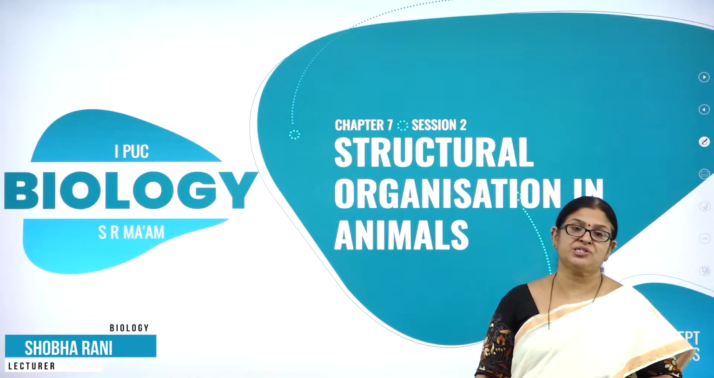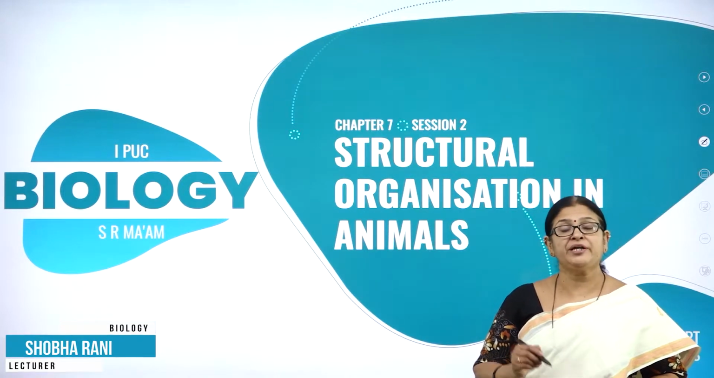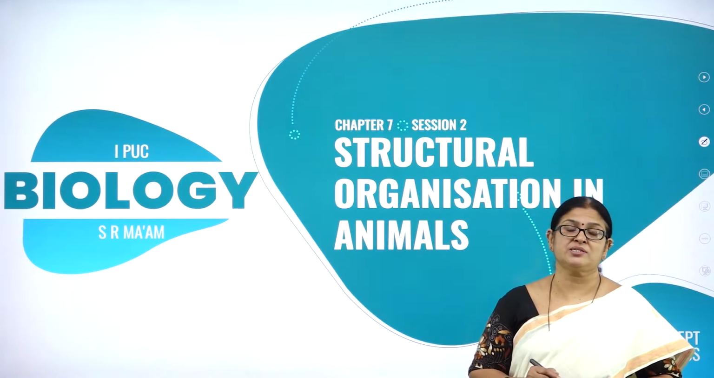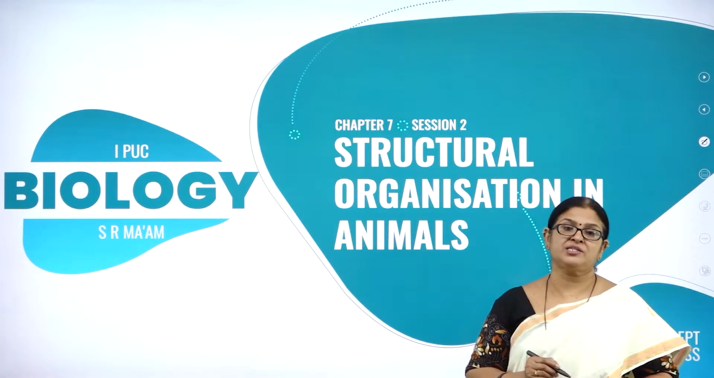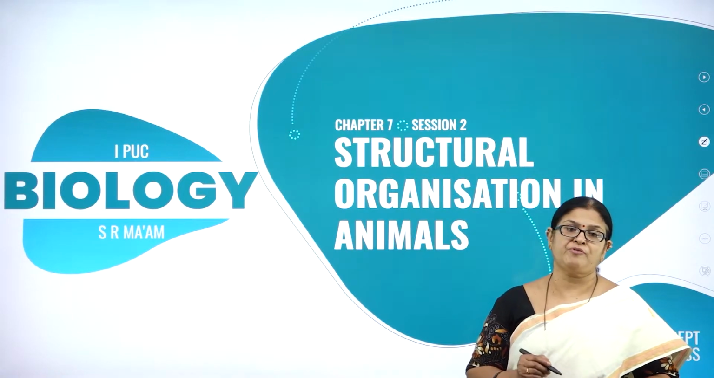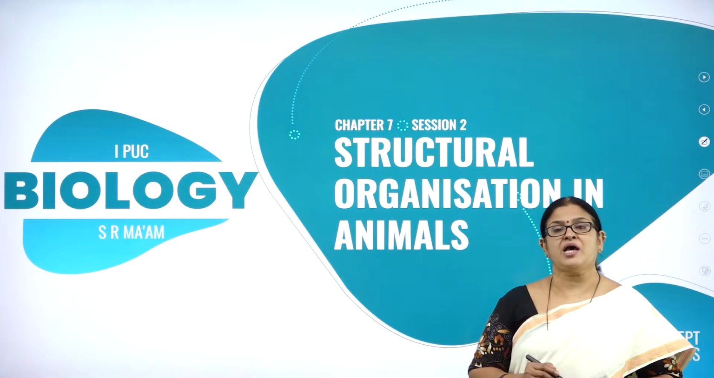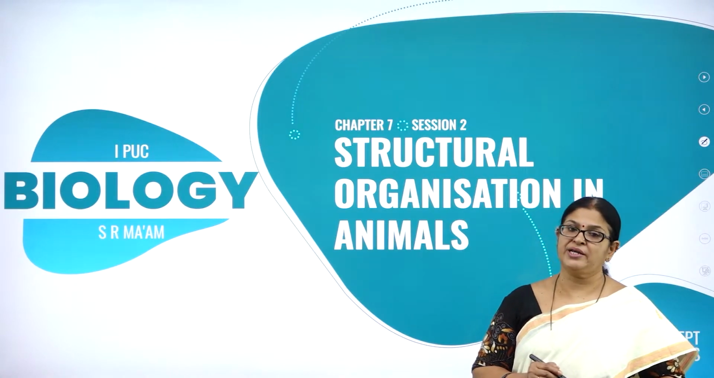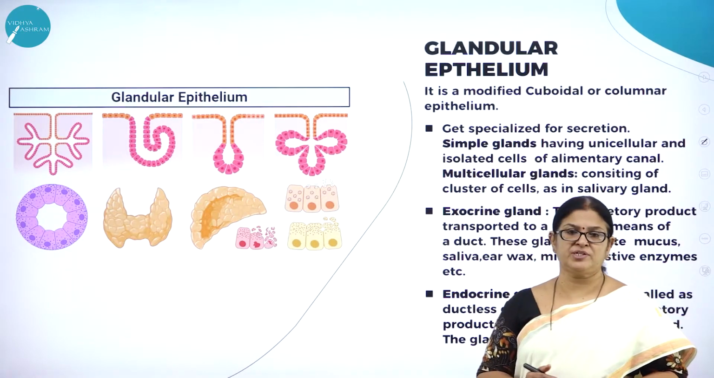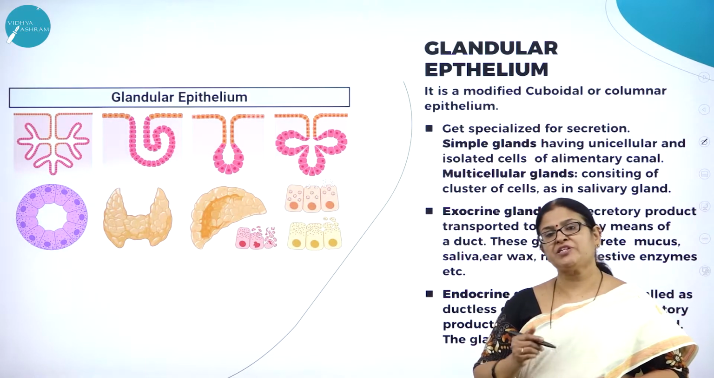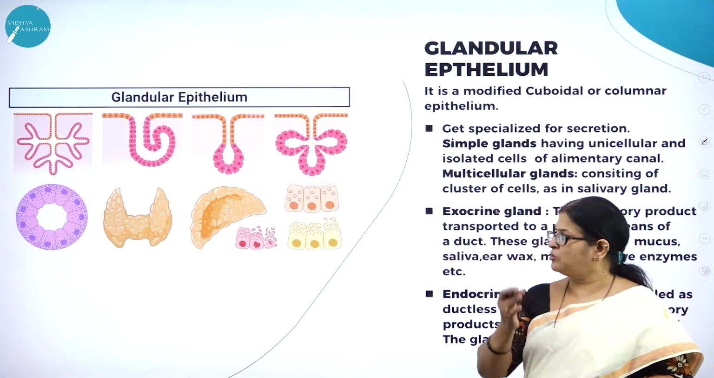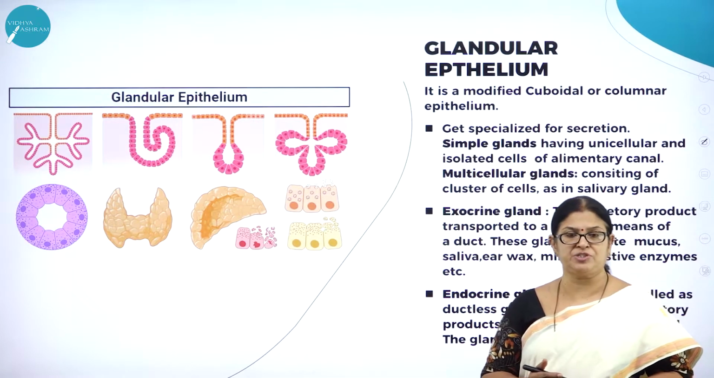How important these tissues are for the human body, particularly in multicellular organisms, and how advantageous it is. As you know, a group of cells makes a tissue, a group of tissues makes an organ, a group of organs makes an organ system, and a group of organ systems makes an organism. So moving on to the next aspect of this chapter, we were studying the types of animal tissues, where we studied four very important types of tissues.